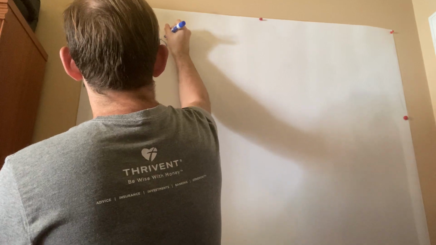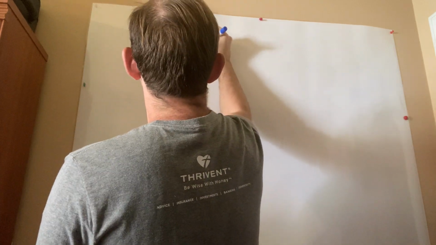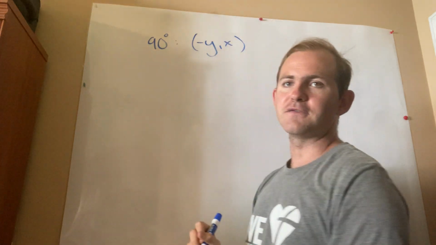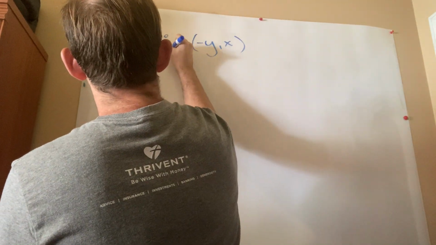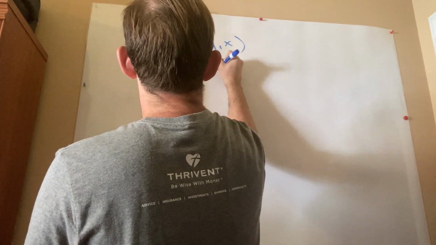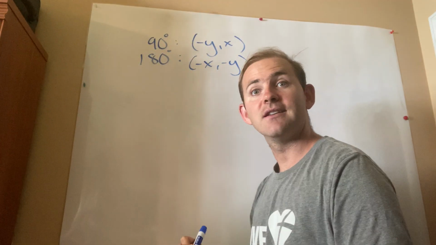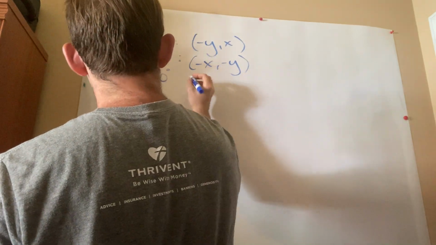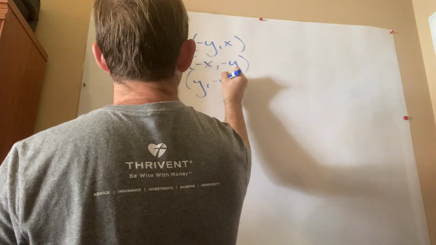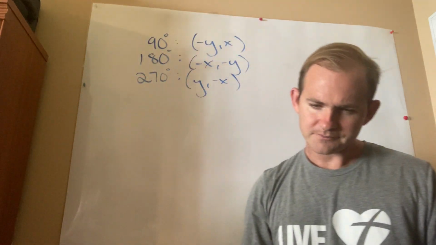And here they are. For 90 degrees, the formula is negative y comma x. For 180 degrees, it's negative x, negative y. And for 270 degrees, it's y comma negative x.